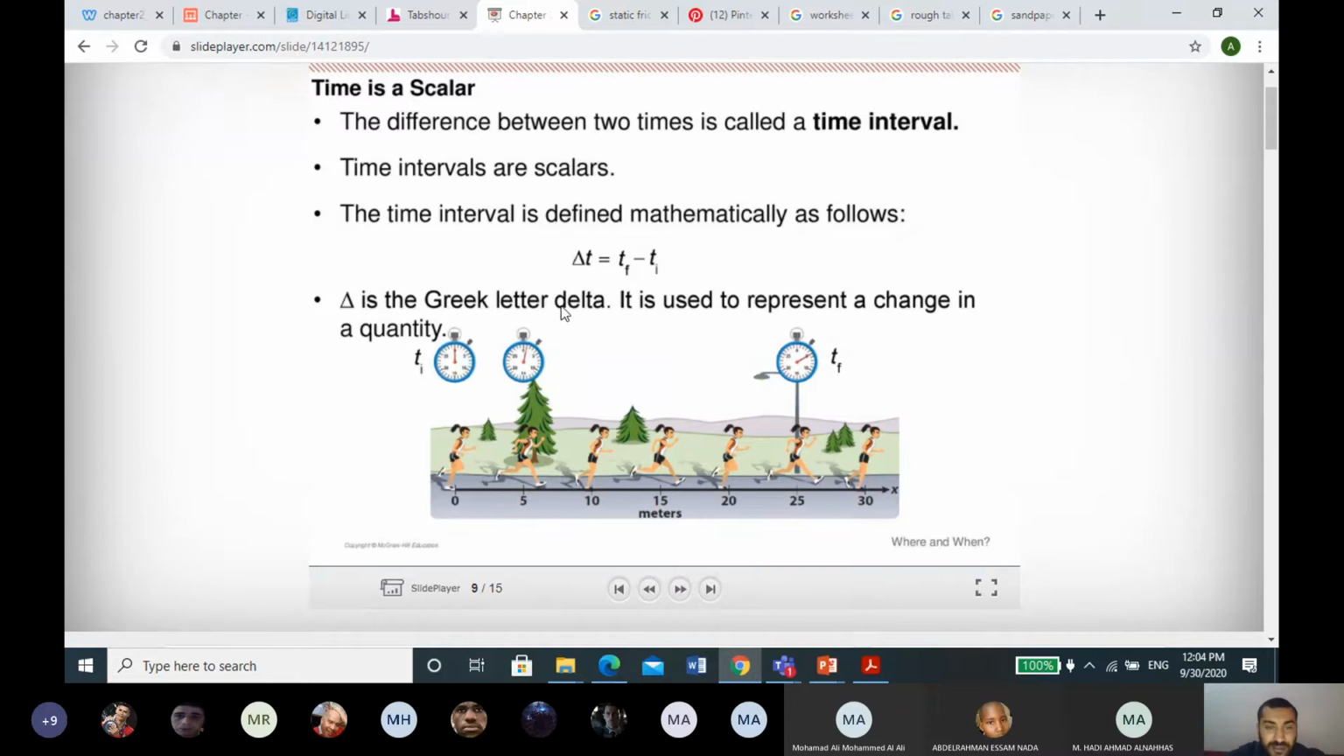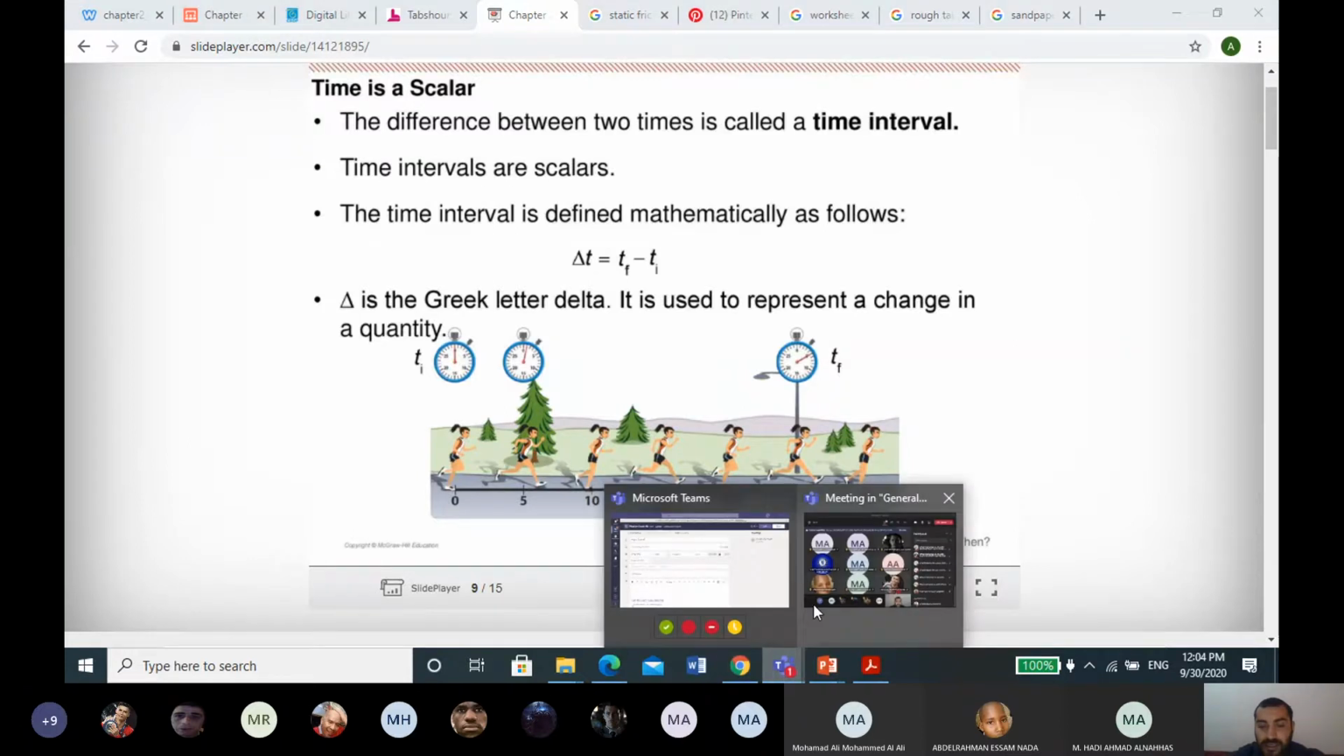Okay, this is delta, guys. Delta is a Greek letter. It is used to represent a change in a quantity. We will use delta so much, guys: delta t, delta v, and you will see it later on. Can you now tell me what delta t is? Is it clear what delta t is?